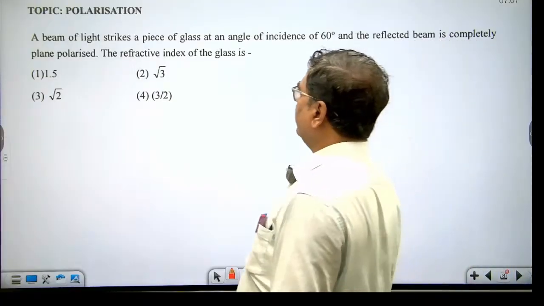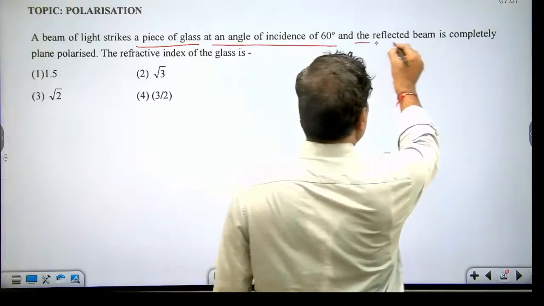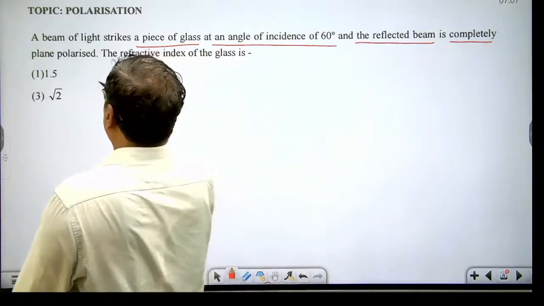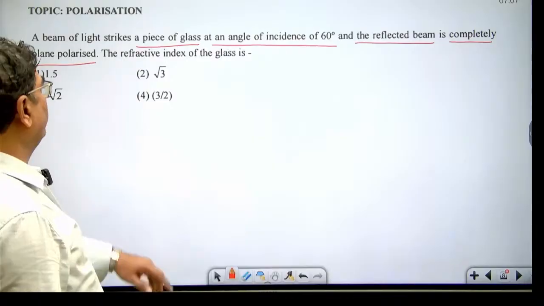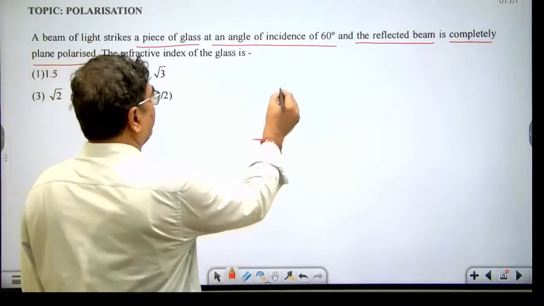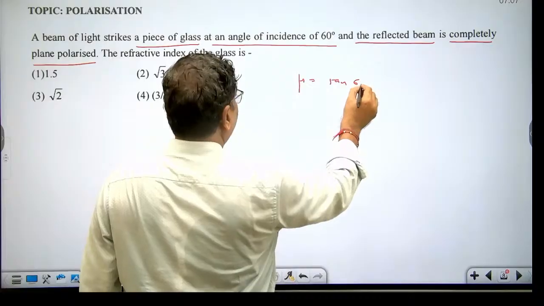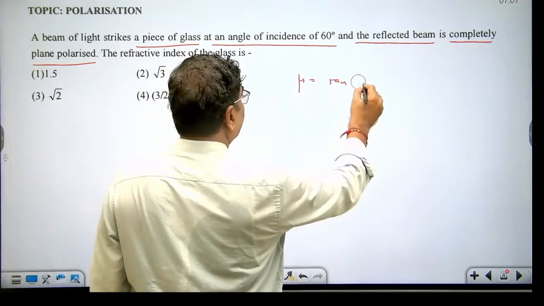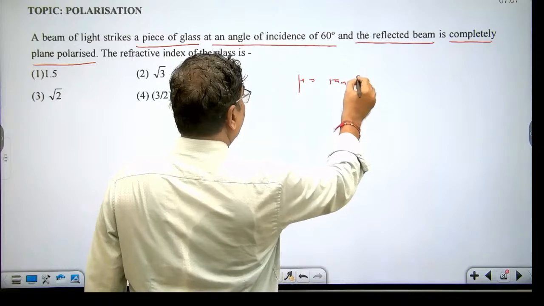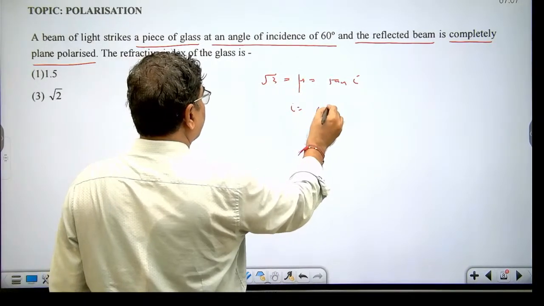A beam of light strikes a piece of glass at an angle of incidence 60 degrees and the reflected beam is completely plane polarized. When the reflected beam remains completely polarized, this angle is equal to the Brewster angle. Then the index of refraction mu equals tan i. Since i is 60 degrees, mu will be equal to √3.